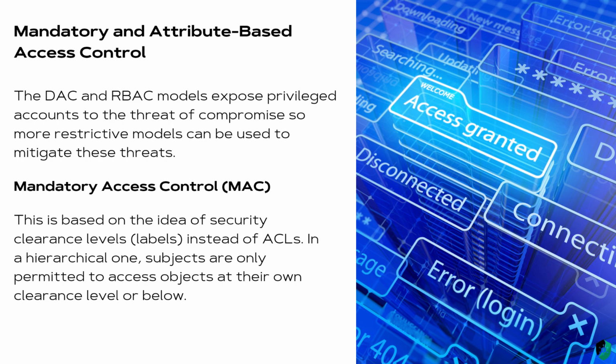Now, let's talk about the mandatory and attribute-based access control. This is the third scheme. The DAC and RBAC models expose privileged accounts to the threat of compromise, so more restrictive models can be used to mitigate these threats. And here comes the mandatory access control, the MAC. This is based on the idea of security clearance levels, otherwise known as labels, instead of access control lists. So in a hierarchical structure, subjects are only permitted to access objects at either their own clearance level or below.